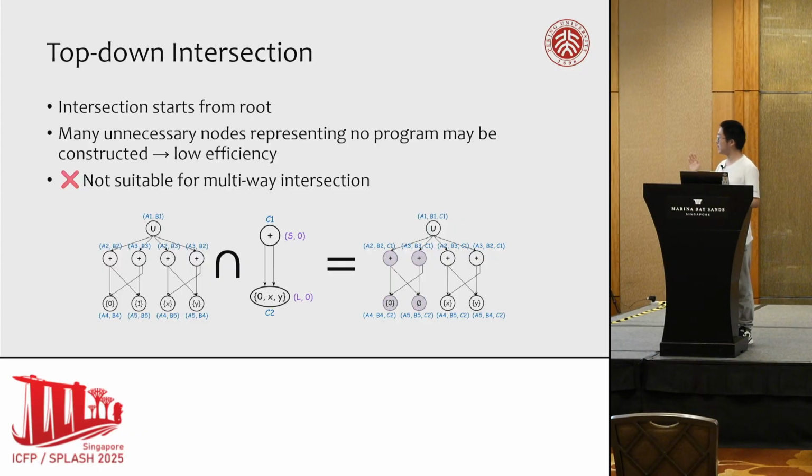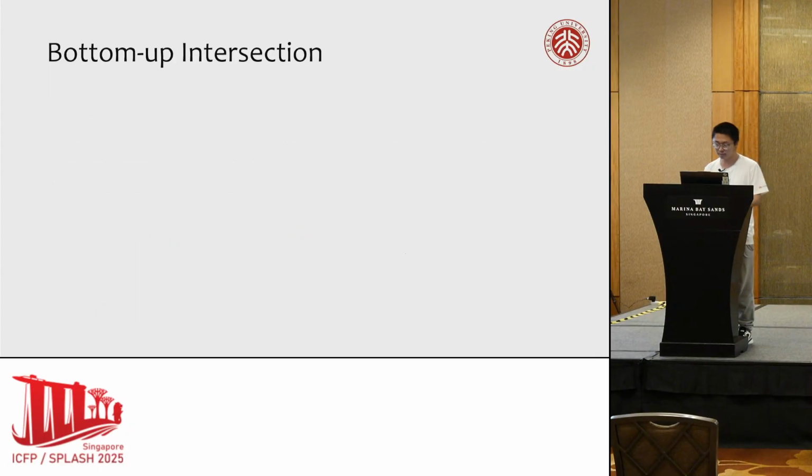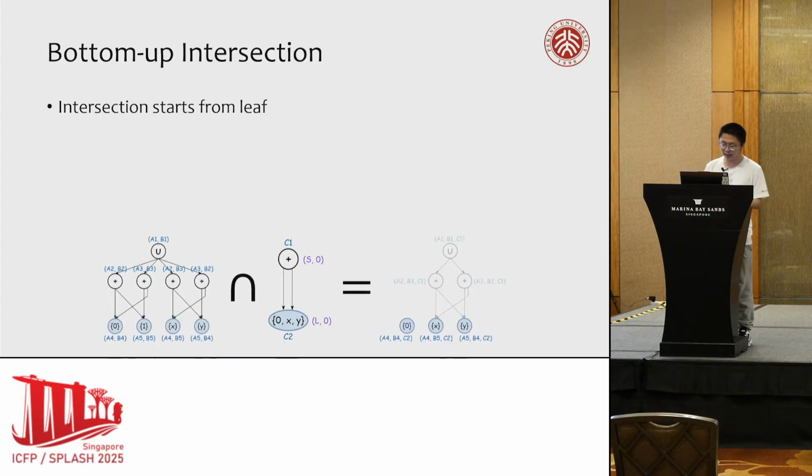We need to find a more efficient intersection approach to combine with our multi-way intersection. So, to avoid constructing these empty nodes, we propose bottom-up intersection, which starts from the leaf nodes. Here is the animation.